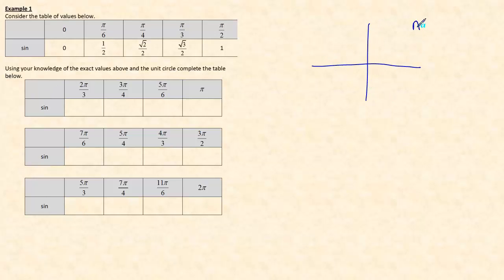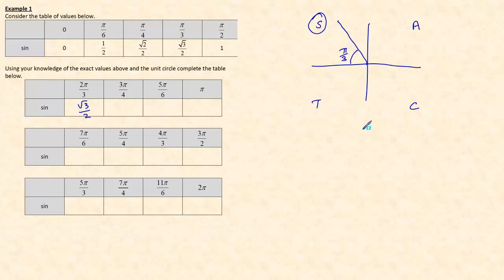If we think about the different regions, so here we're going to be in this quadrant, and we know that the sign is positive in this quadrant. So if we think about 2 pi by 3, which is just here, the associated acute angle is pi by 3. So the sine of 2 pi by 3 is equal to the sine of pi by 3. So that one is root 3 over 2.